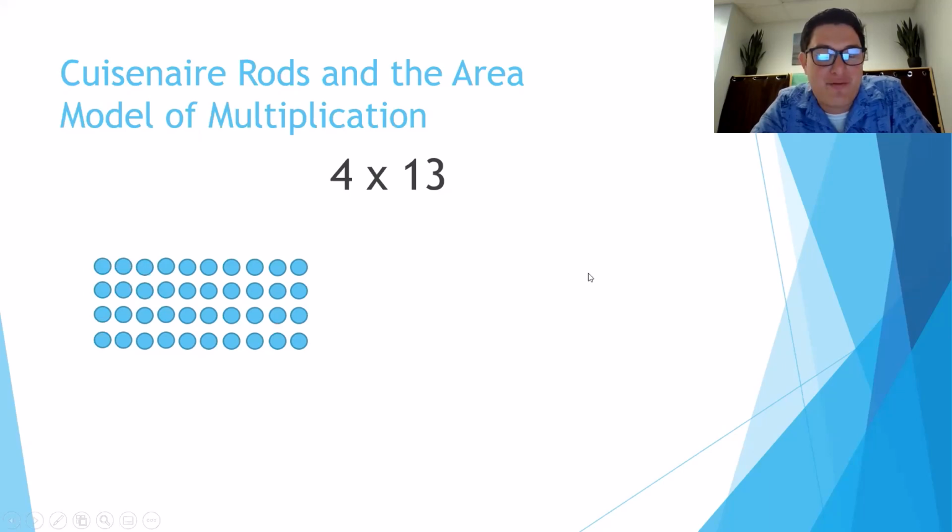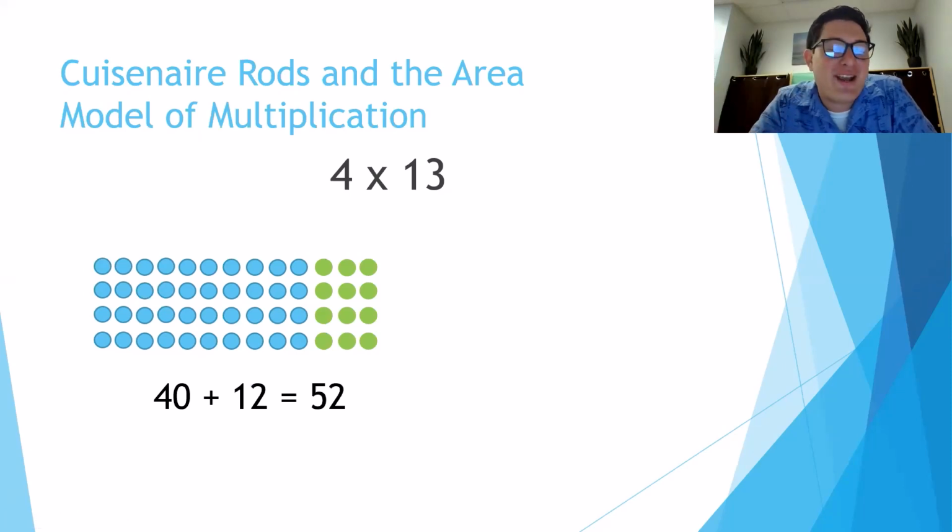And then I would have 4 groups of 3. Four groups of 3: 3, 6, 9, and then 12. So if I add those together, I have 40 plus 12. And can you think about what 40 plus 12 is? Yeah, that's 52.